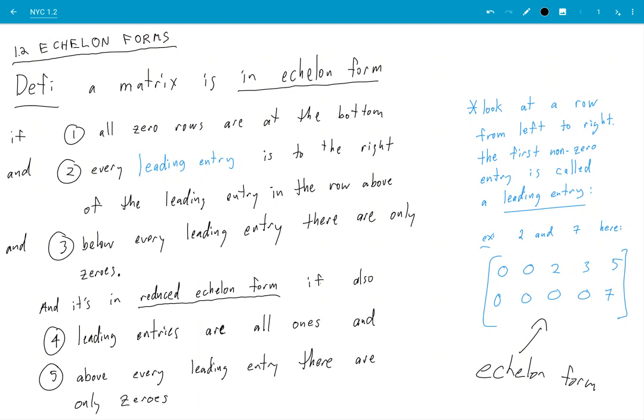So let's see why this matrix is not in reduced echelon form. Well, right away, the leading entries need to all be 1s, equal to the number 1. So right away, that 2 is not a 1, so this is not in reduced echelon form. And just for fun, it doesn't pass condition 5 either, because above this leading entry, there is something that is not 0.